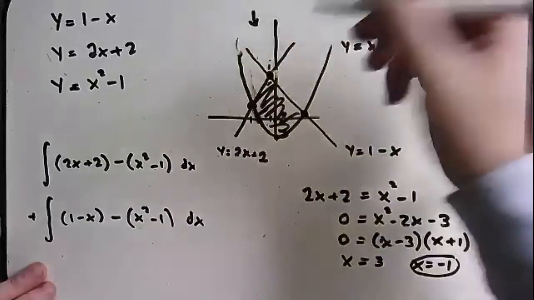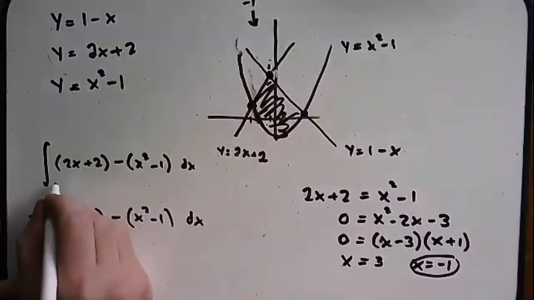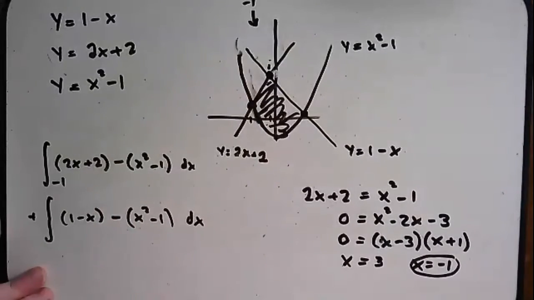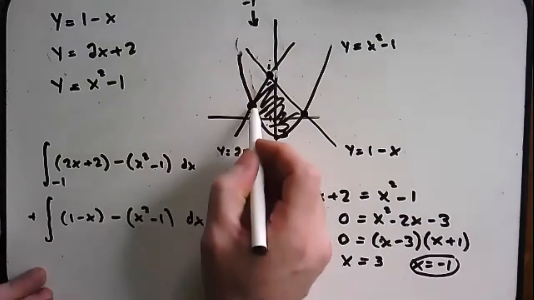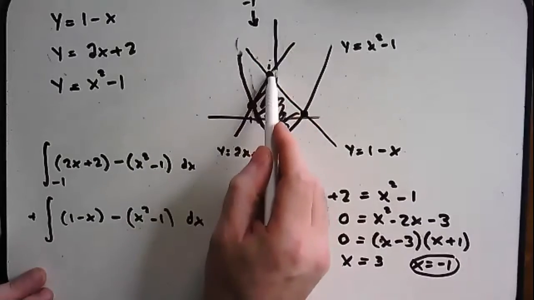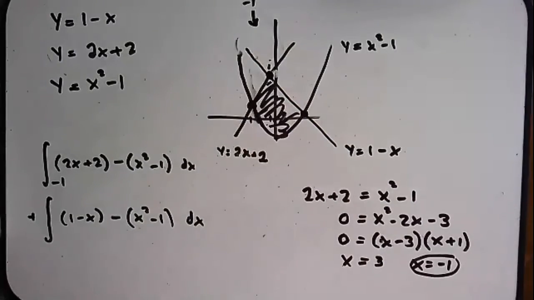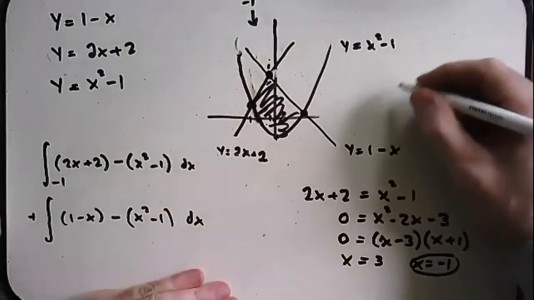So our first x value is -1. That's where we begin our first definite integral. Then we're going to use that integral all the way up until we get the intersection of the two lines. So what's the intersection of the two lines? This one's going to be pretty easy.